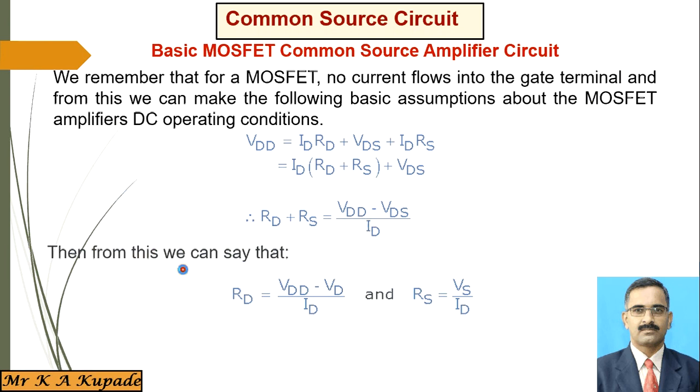Then from the above equation we can say that RD is equal to VDD minus VD upon ID, that is, RD is equal to VDD minus VD upon ID. And RS we can say is VS upon ID, that is VDS upon ID. This is the summary of the relations.